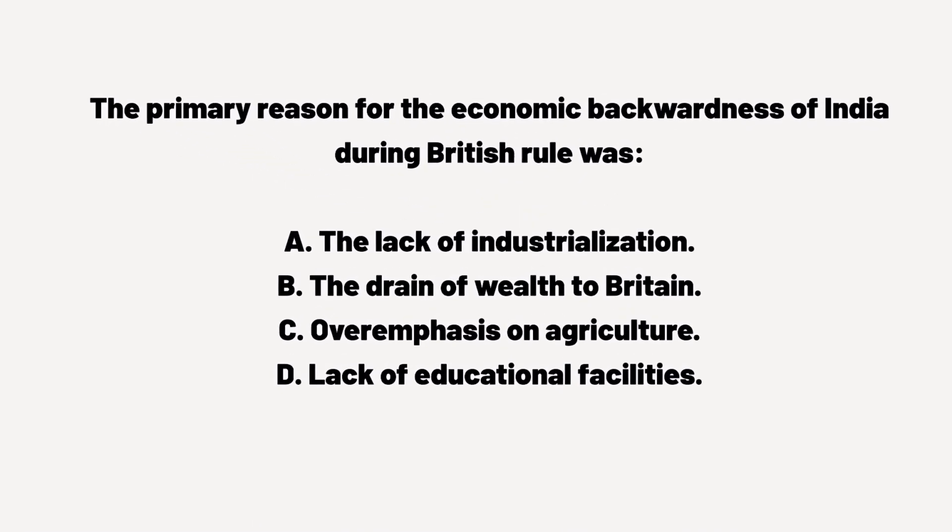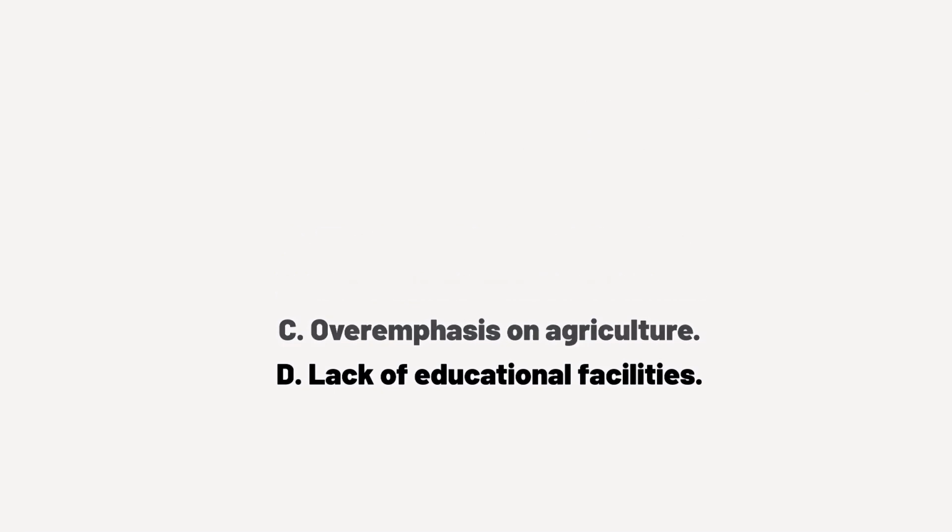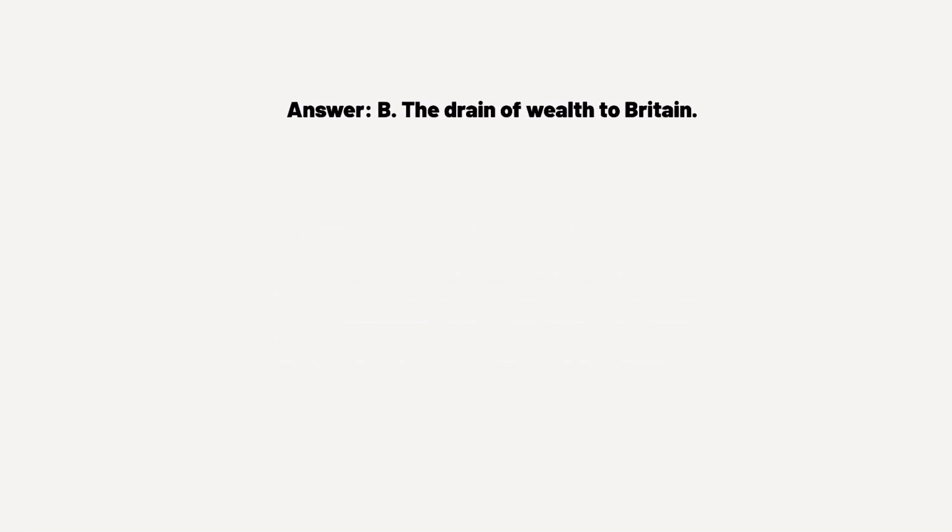The primary reason for the economic backwardness of India during British rule was A. The lack of industrialization. B. The drain of wealth to Britain. C. Overemphasis on agriculture. D. Lack of educational facilities. Answer: B. The drain of wealth to Britain.